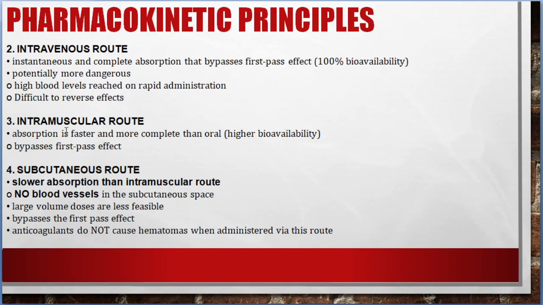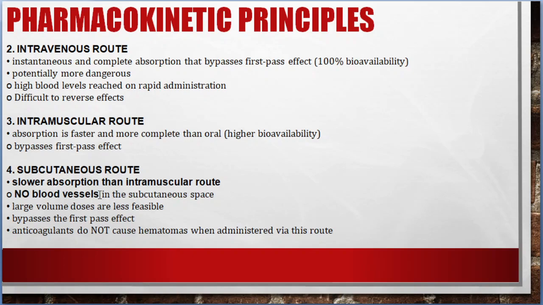Number 3, we have also your intramuscular route. So your intramuscular route, absorption is faster and more complete than oral, with higher bioavailability, and also it bypasses the first pass effect. Number 4, we have also your subcutaneous route. It has slower absorption than your intramuscular route.